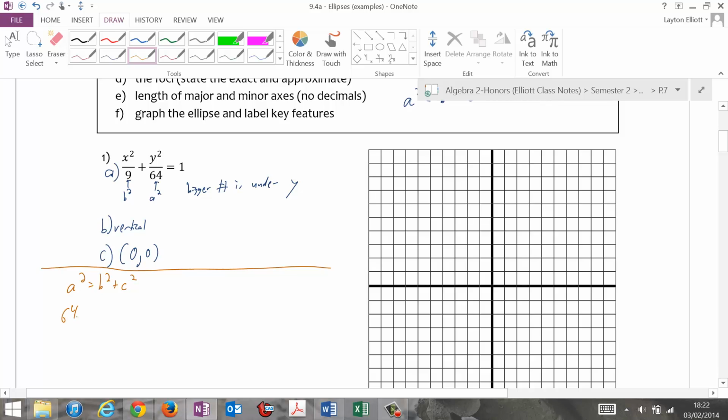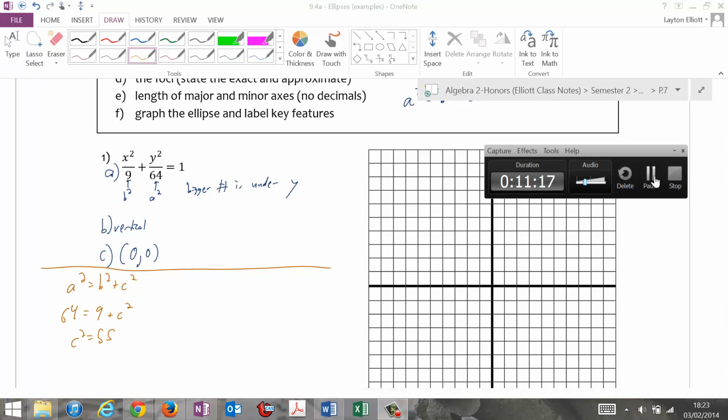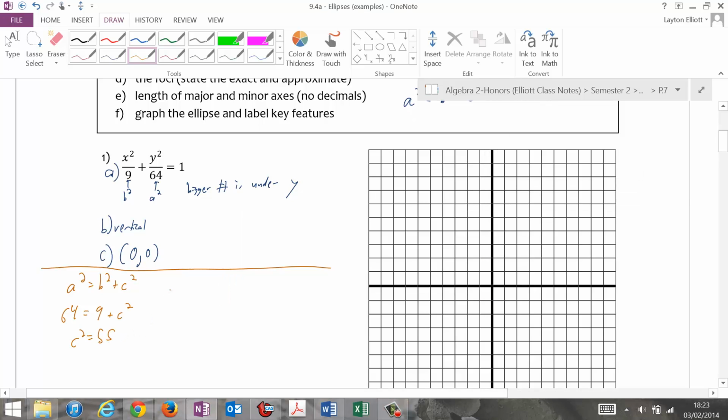So A squared was 64, B squared was 9, and I don't know what C squared is, but if I subtract 9, I get C squared is equal to 55. And I get C is equal to the square root of 55, which is about 7.4.